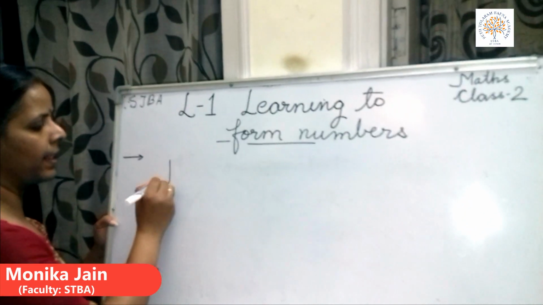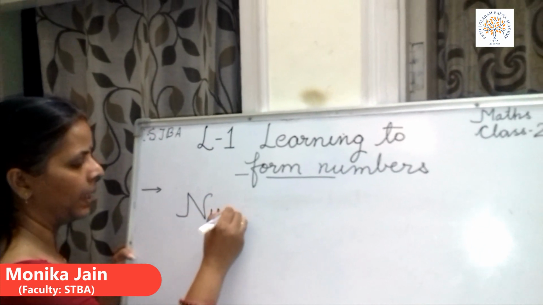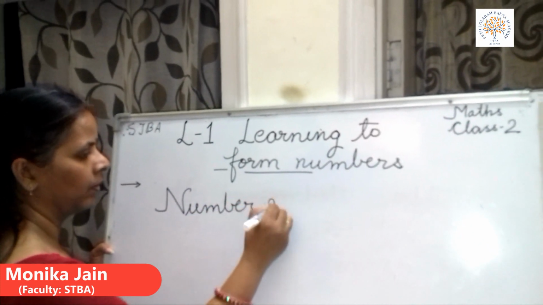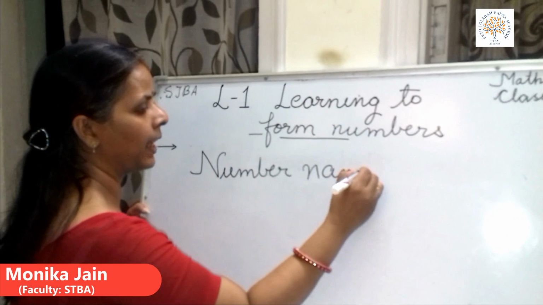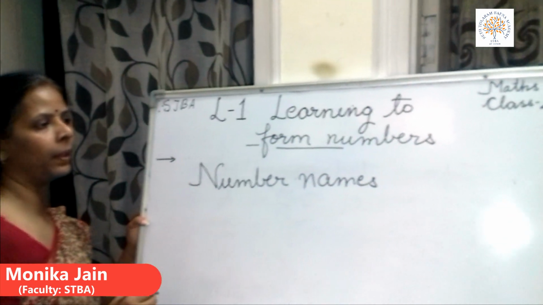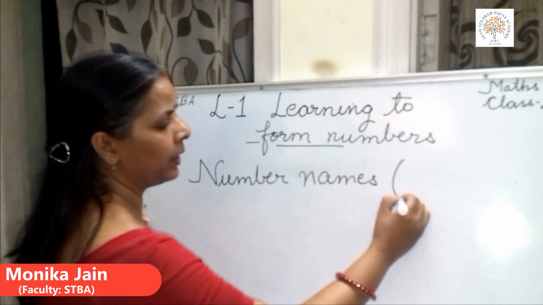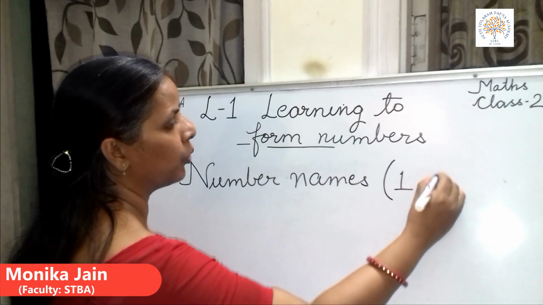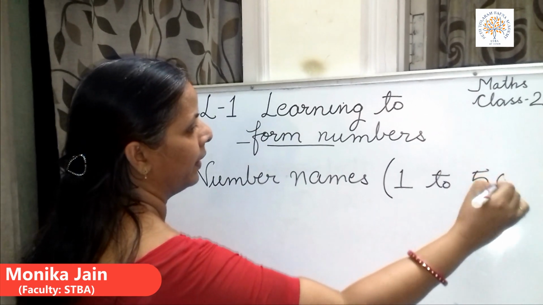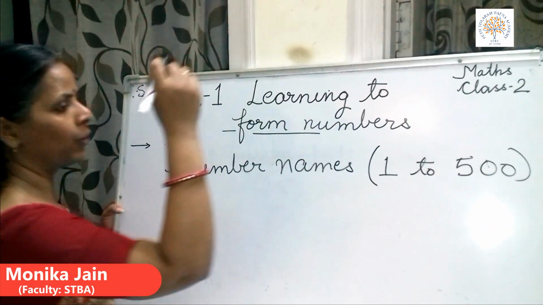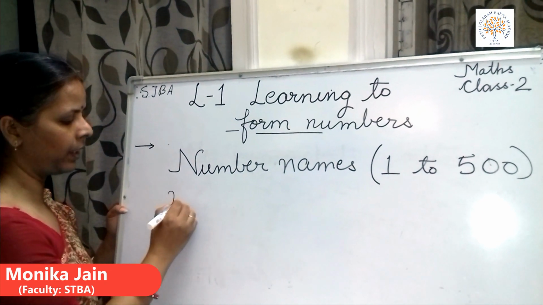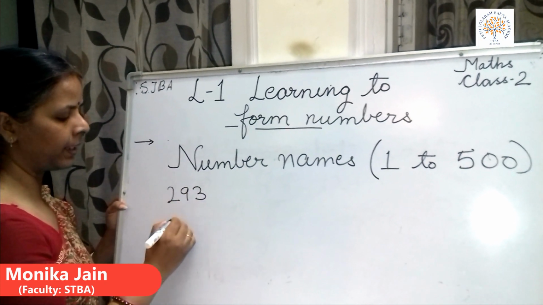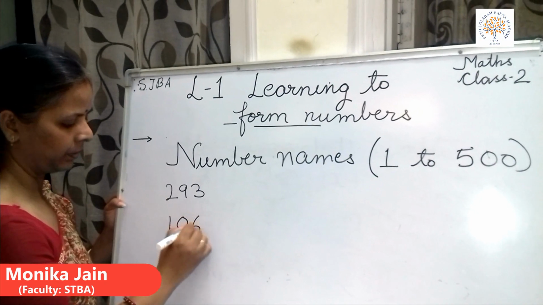Our next topic is number names. Students, in earlier classes also you have learned this topic, number names. This time we are going to take numbers from 1 to 500. Number names means you have to write down the spelling of the given number. How will you write it in words?